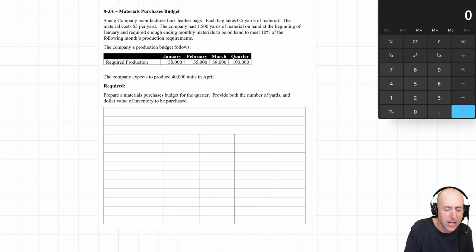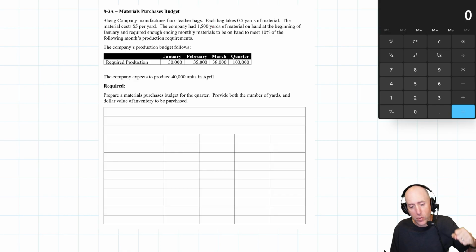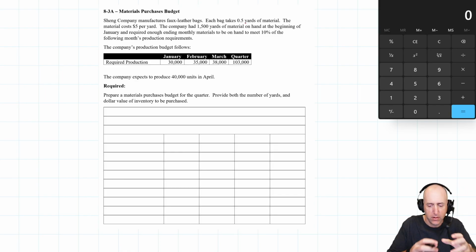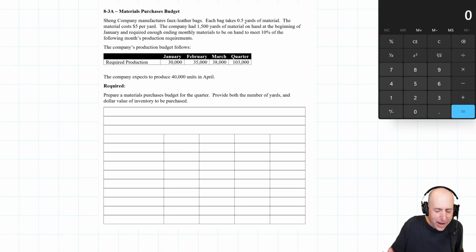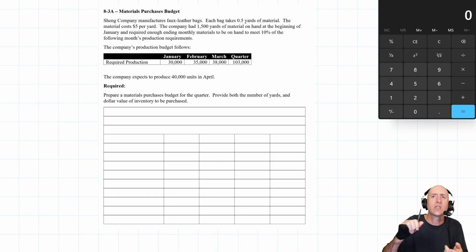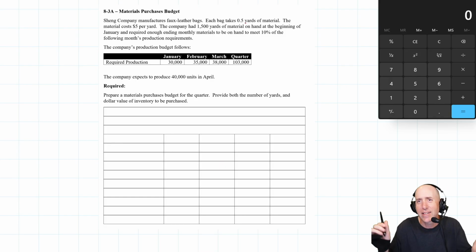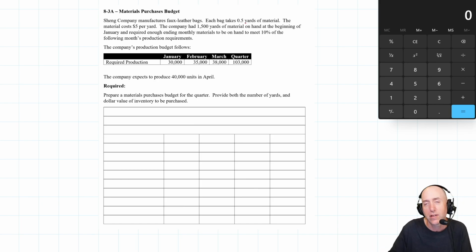So this is a little bit tricky because we have required production in units. This is how many handbags we're going to make, faux leather bags. So our unit is the unit, the bag. We also have the unit being the yard of material. That's another unit we have to be concerned with. And a third unit is the dollar value of all of this. So dollars, yards, units, bags, it's a jumble, right? And so you've got to really keep it straight and be clear-headed about what we're trying to do here. And the first time you do it, you're not going to be clear-headed at all. But hopefully by the end of this video, you will be.